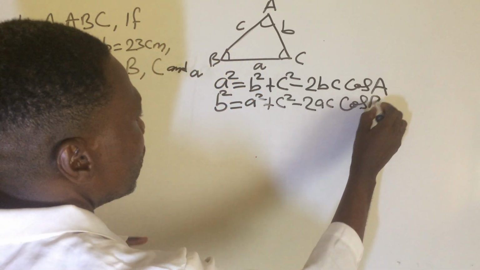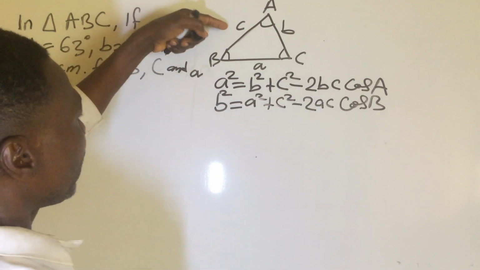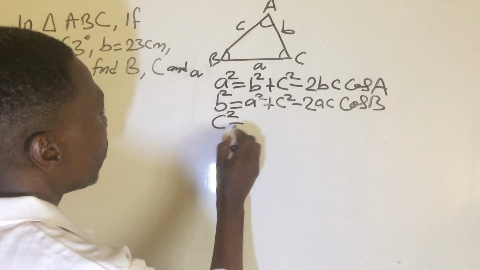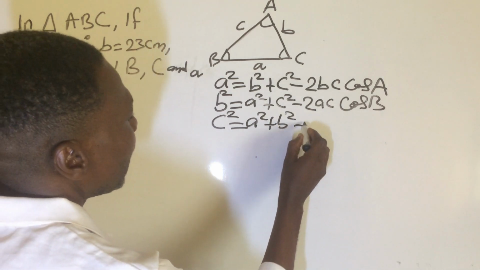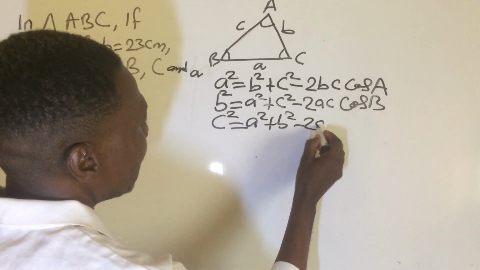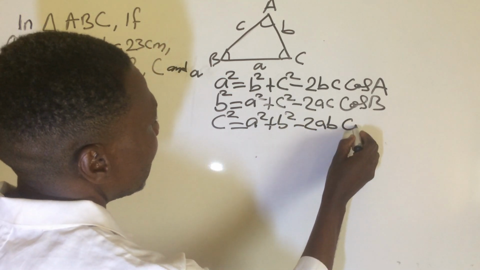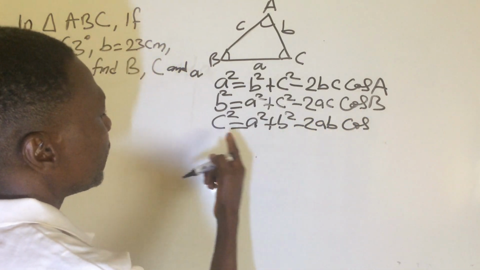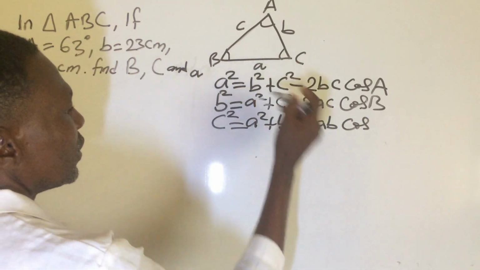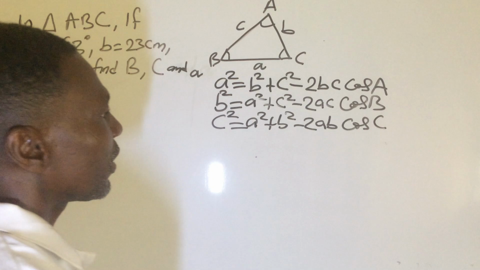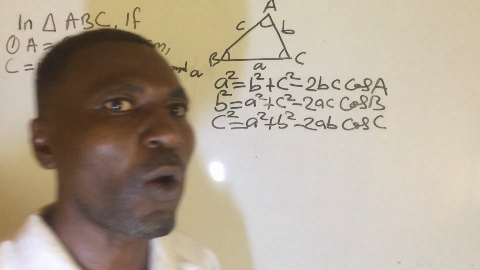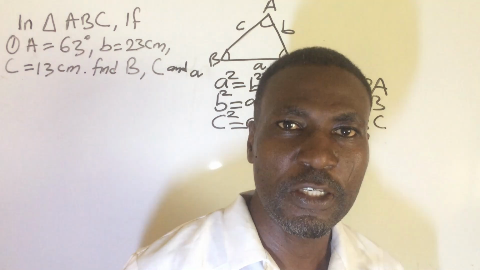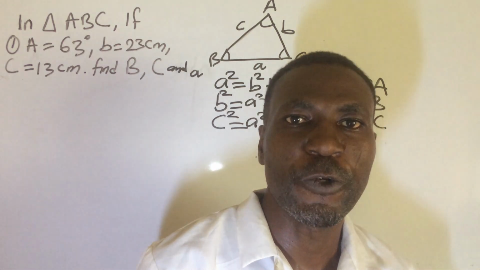Which is cos B. Then if I am looking for C, it will now be C squared equals the addition of the two other sides, which is A squared plus B squared, minus 2 times those sides A and B, then cos of the angle facing C, which is C. From these formulas, I will treat so many questions from triangle using cosine rule.